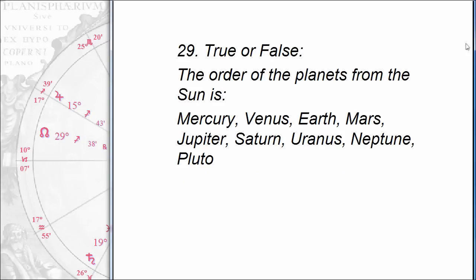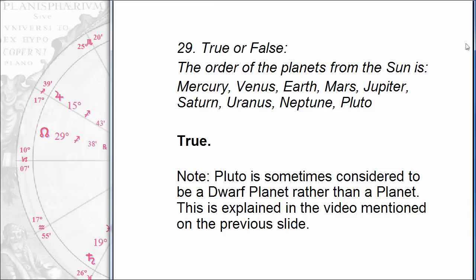Okay, next question. The order of the planets from the sun is as follows: Mercury, Venus, Earth, Mars, Jupiter, Saturn, Uranus, Neptune, Pluto. Is that the order of the planets? Yes. Pluto is sometimes considered to be a dwarf planet rather than a planet, so it's debatable whether you should include Pluto in that list. And why Pluto is often regarded as a dwarf planet is also discussed in that same video that I have a link to on the previous slide.